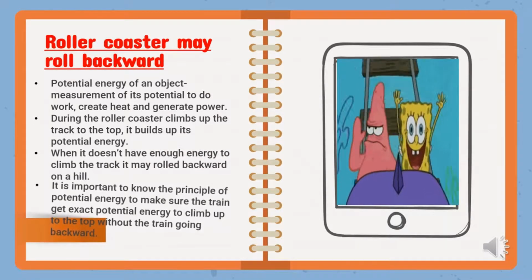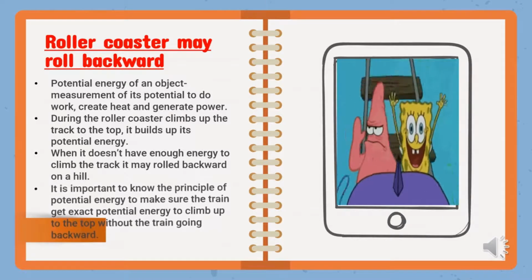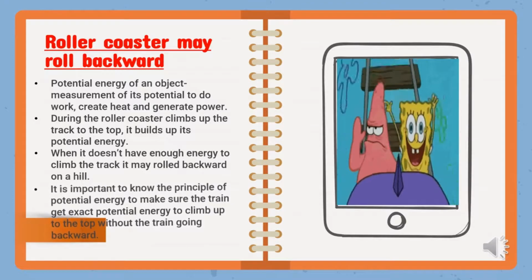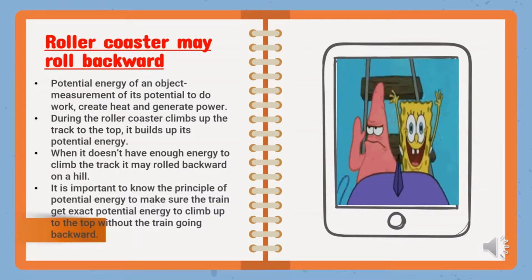It is important to know the principle of potential energy to make sure the train gets the exact amount of potential energy or speed to climb up to the top without the train going backward. Calculations are needed to get the exact amount of potential energy that is compatible with the speed of the train to climb up the track.